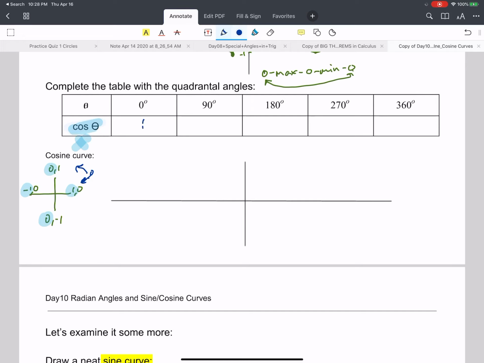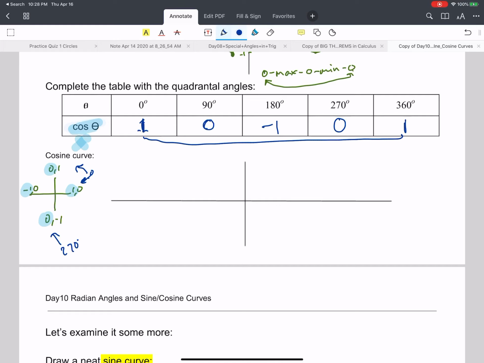So at 0, it's 1. At 90, what is it? That's right, 0. At 180, what is it? Negative 1. At 270, what is it? That's right, 0. And then at 360, it's back to 1 again. It starts and ends the same. Every sine and cosine curve, every type of curve like that, is called sinusoidal, okay? There are repetitions that happen in nature, and we use these for that reason, okay?